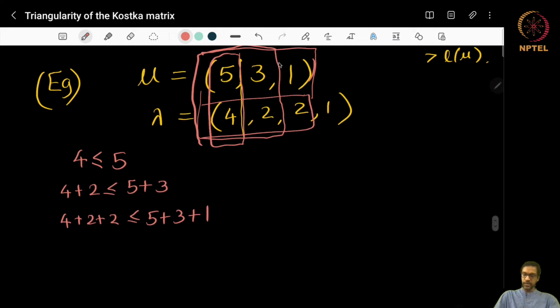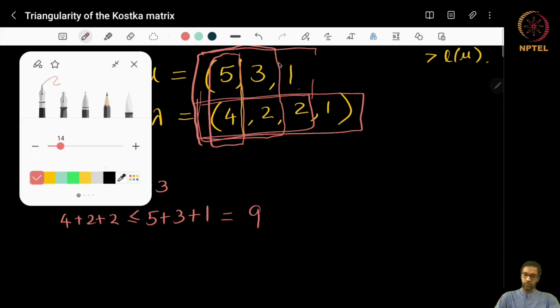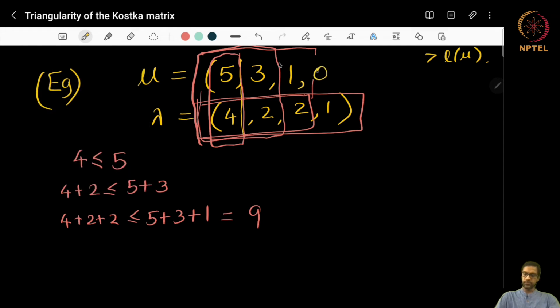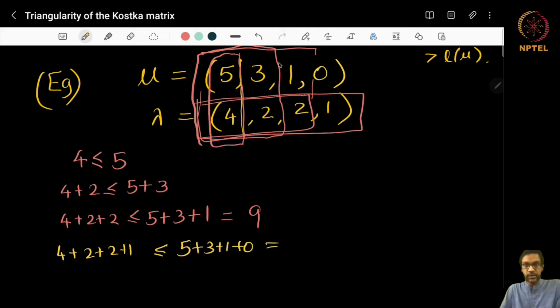Okay, now observe this has already reached the maximum. Both were partitions of 9 to begin with. And now I look at lambda 4, 2, 2, 1, which is 9. And in order to compare, what I should do is just pad mu with a 0, so that I have one more component to work with. Okay, now let's compare. This is of course 4, 2, 2, 1, and 5, 3, 1, 0, just 9. And at this point they're actually equal to each other. Okay. So this is an example of a mu which dominates lambda.